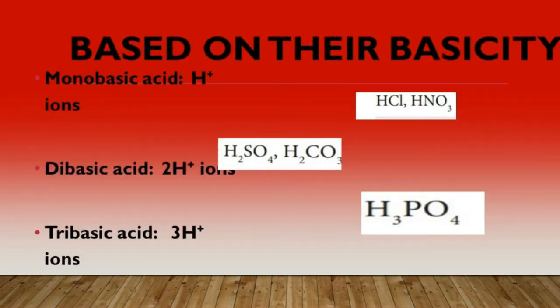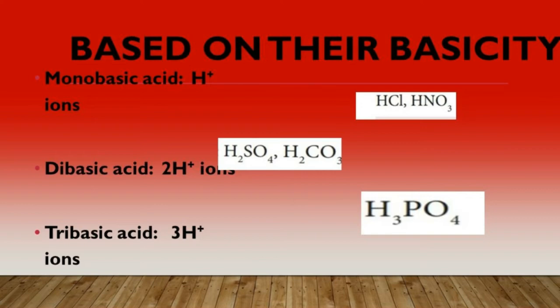Acids based on their basicity. First one, monobasic acid. An acid that contains only one replaceable hydrogen ion is called a monobasic acid. Mono means only one. It will contain only one hydrogen atom. For example, HCl, HNO3. They contain only one hydrogen ion.